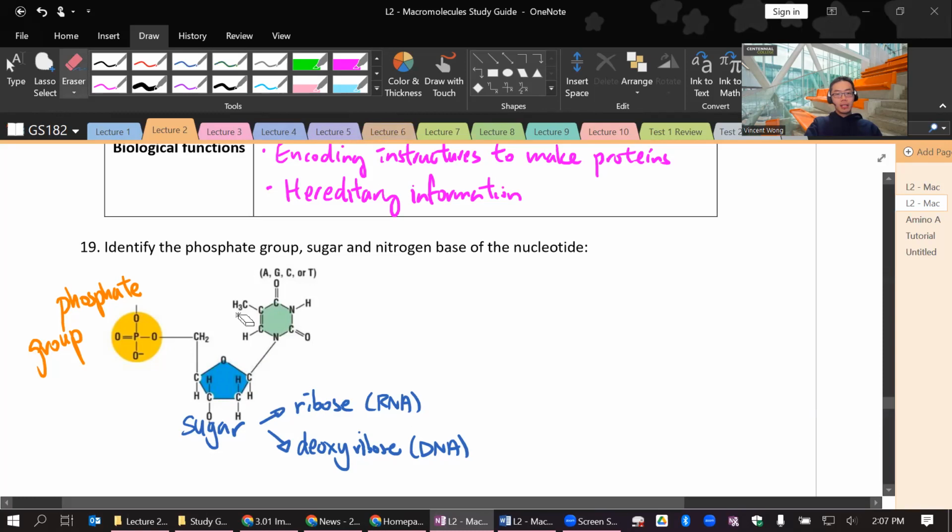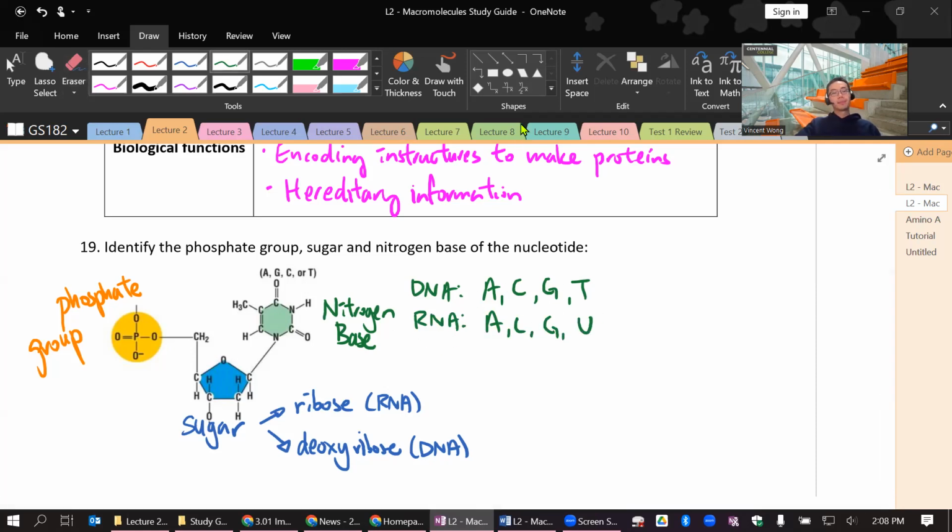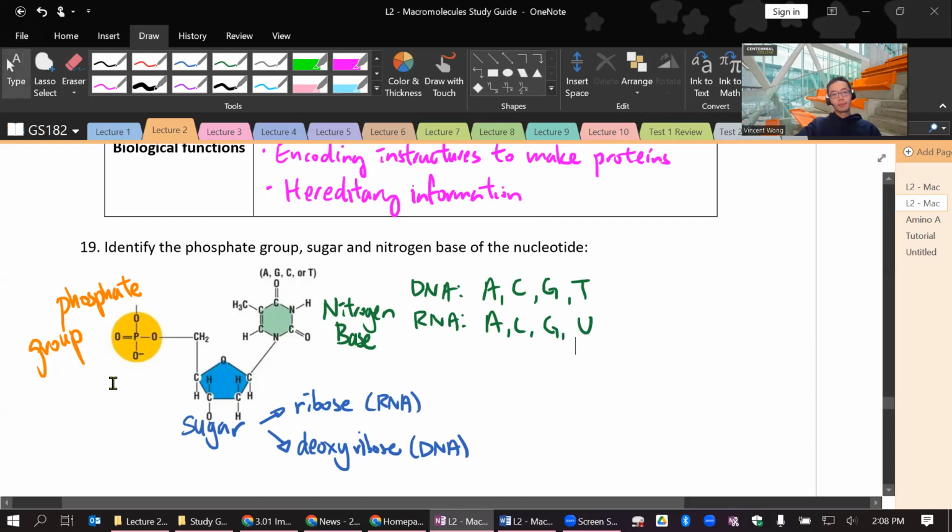And then we have a nitrogen base here. Nitrogen base. Okay. So for DNA, the nitrogen base could be A, C, G, or T. I'll tell you what they stand for in a bit. And if it's an RNA, it's A, C, G, or U. There's no T in RNA. So that's what a nucleotide is.